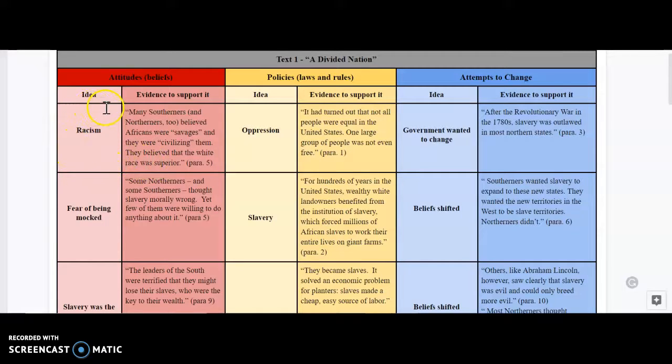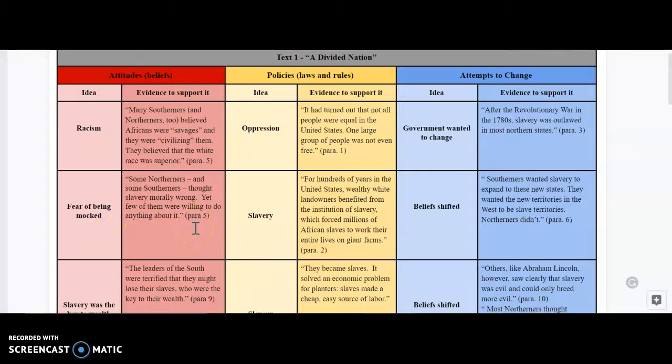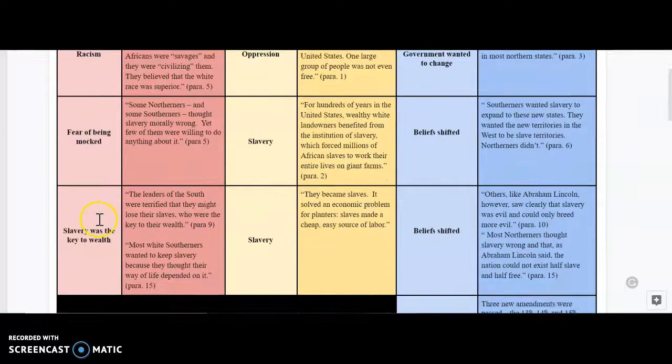So if we look at the attitudes that we found as we read text 1, we came across racism. Evidence for that can be found in paragraph 5. We came across the fear of being mocked. We also find evidence for that in paragraph 5. And we came across the idea that slavery was the key to wealth. And we found evidence of that in paragraph 9 and paragraph 15.